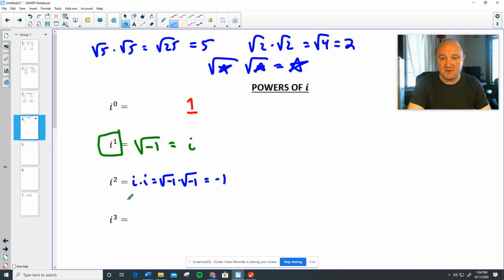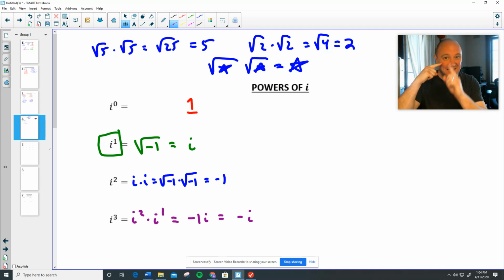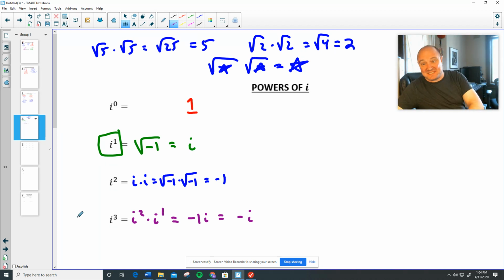Finally, i to the third power. Well, i to the third power simply equals i to the second power times i to the first power. But I know i to the second power equals -1, and i to the first power equals i. So i to the third power equals -i. So there's a little chant that I came up with where you just say 1, i, -1, -i, 1, i, -1, -i, and so on. And we'll see how this comes in later on.